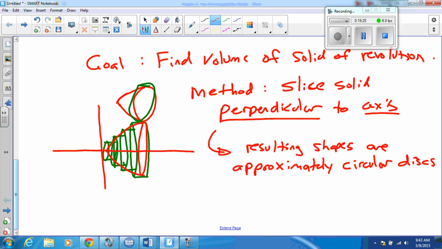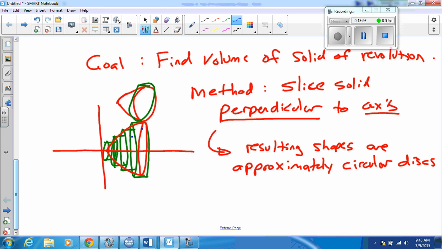The reason that I care about that is this. I can easily find the volume of a circular disc. And if I now add up the volumes of those circular discs, I get an approximation for the volume of the solid. And if I let the width of those circular discs go to 0, then my approximation will become exact. So let's see how that process would work.